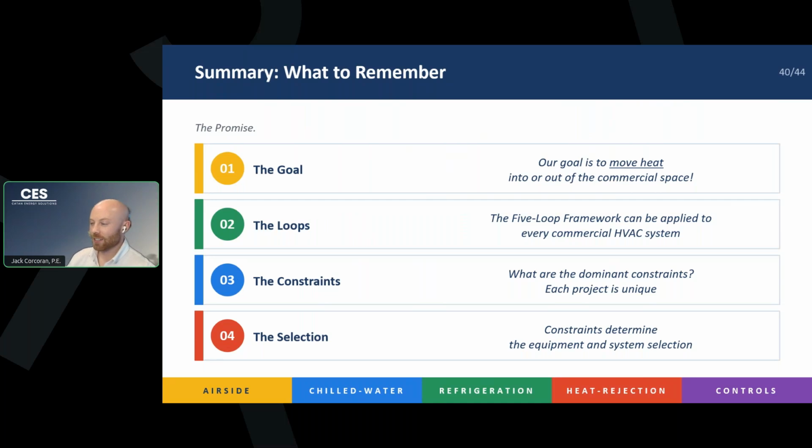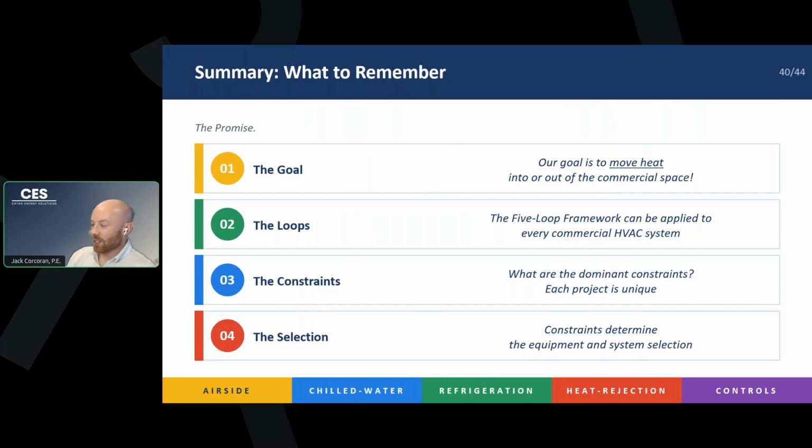And lastly, the selection, right? Once you have those dominant constraints listed out, you get to just pick which piece of equipment you want to use at that point. And really the goal of our whole series here is trying to help you understand the selection part of this 4-step process, right? You're going to be able to quickly determine which project constraints are the dominant ones, but how do you then select the piece of equipment, right? We're going to go through in this series the strengths and weaknesses of every type of equipment.